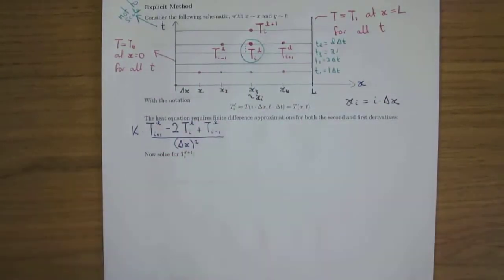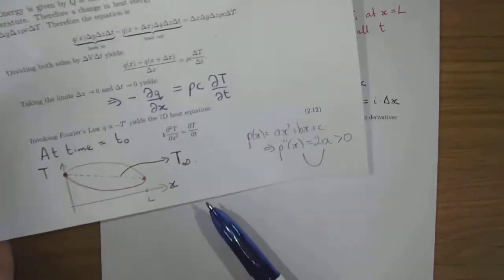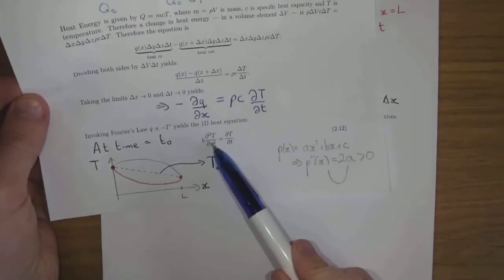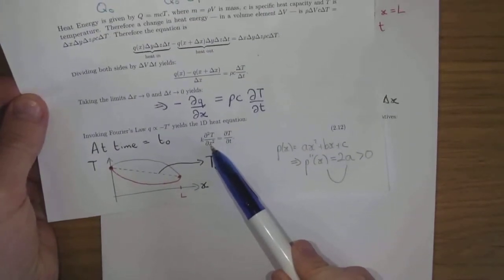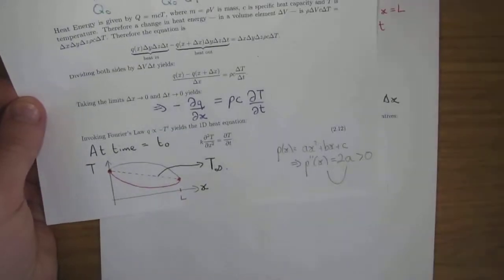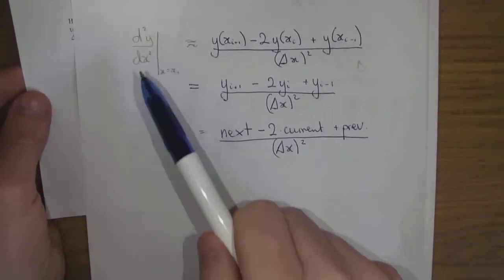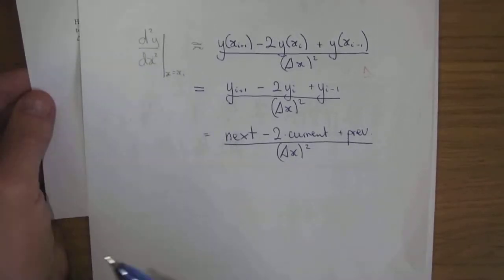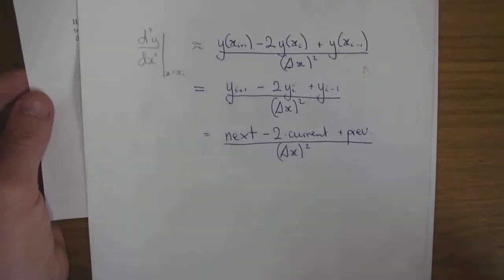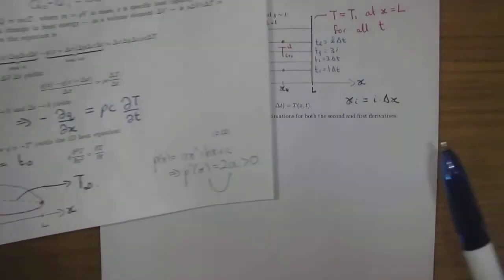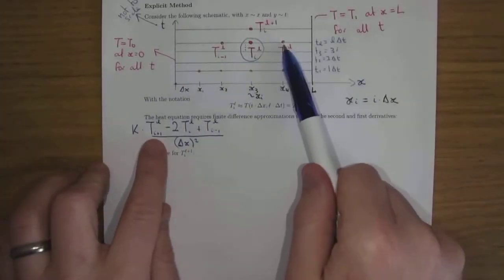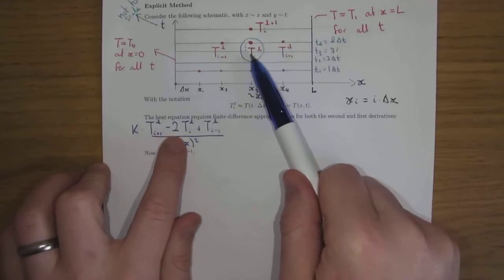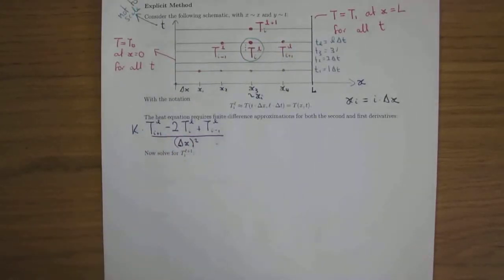So what am I doing? Slow it down. I'm approximating this second derivative using finite differences. A second derivative at a point is approximately the next value with respect to x minus twice the current plus the previous, divided by delta x squared. This is exactly what I have here: the next with respect to x minus twice the current plus the previous, divided by delta x squared.